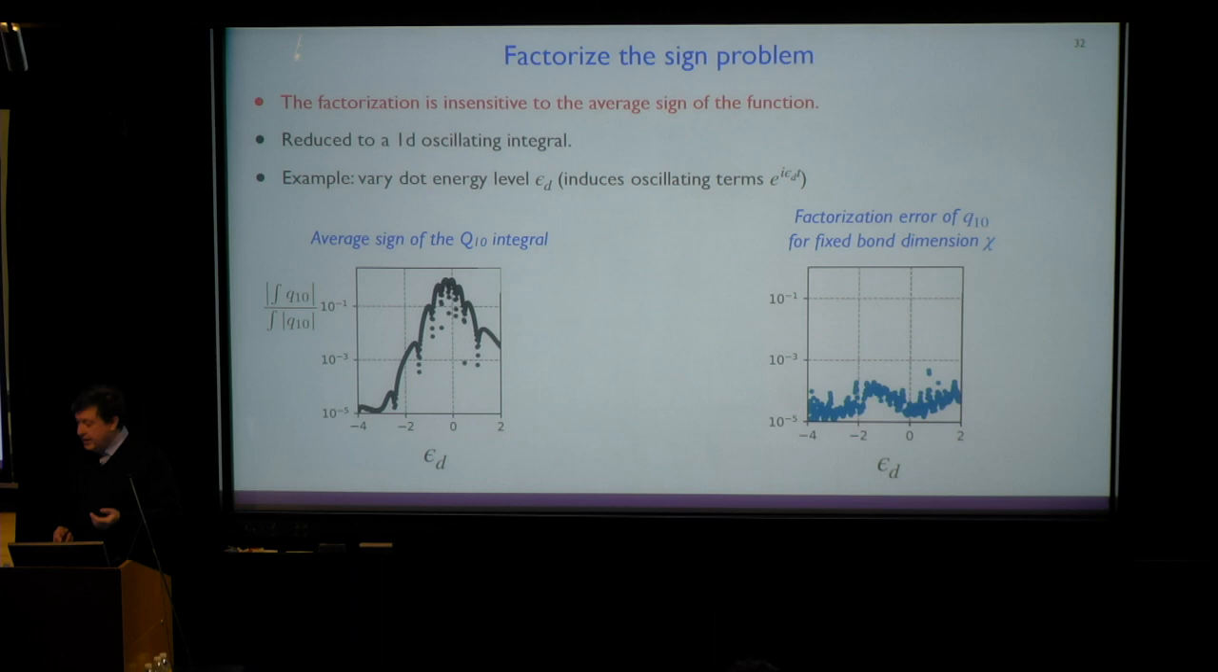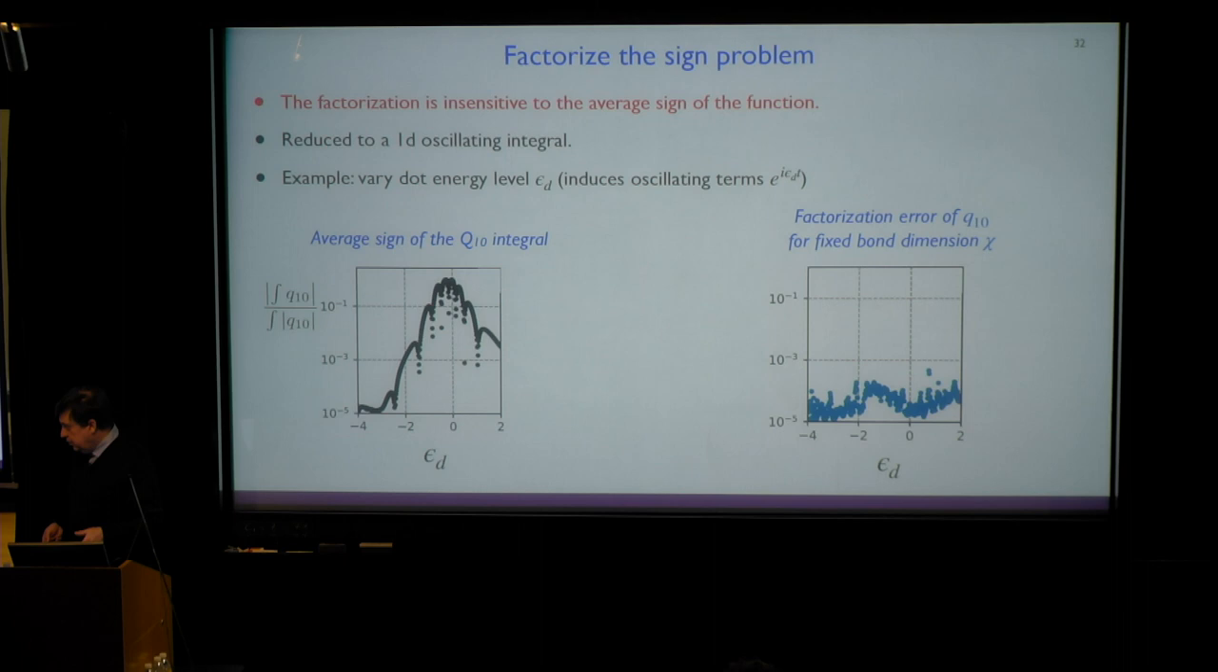If you are particle-hole symmetric, it's basically OK. If you go away from it, you can get a sign of 10 to the minus 5, or worse. That's hell for Monte Carlo. You have 10 to the minus 5, so your computation time will increase by 10 to the 10. You know, if you do that.